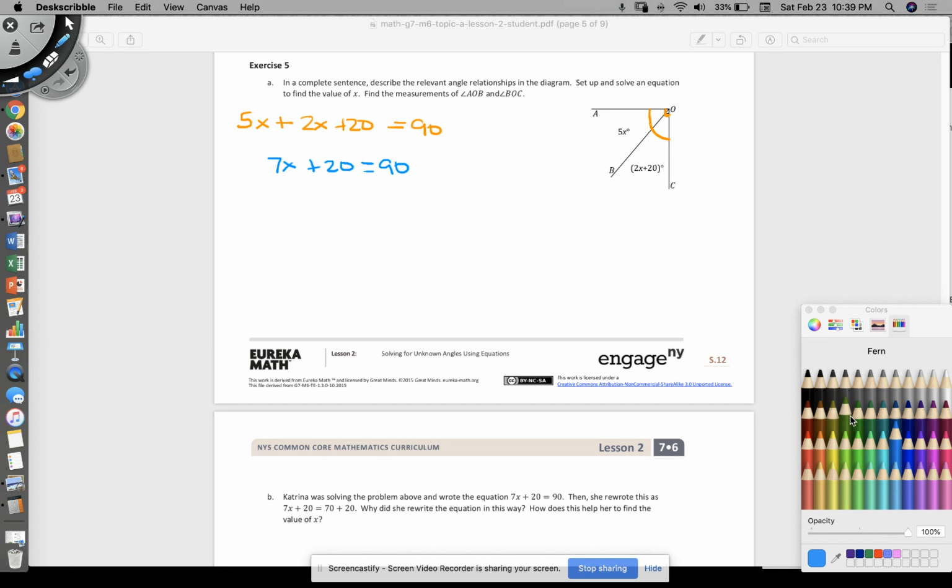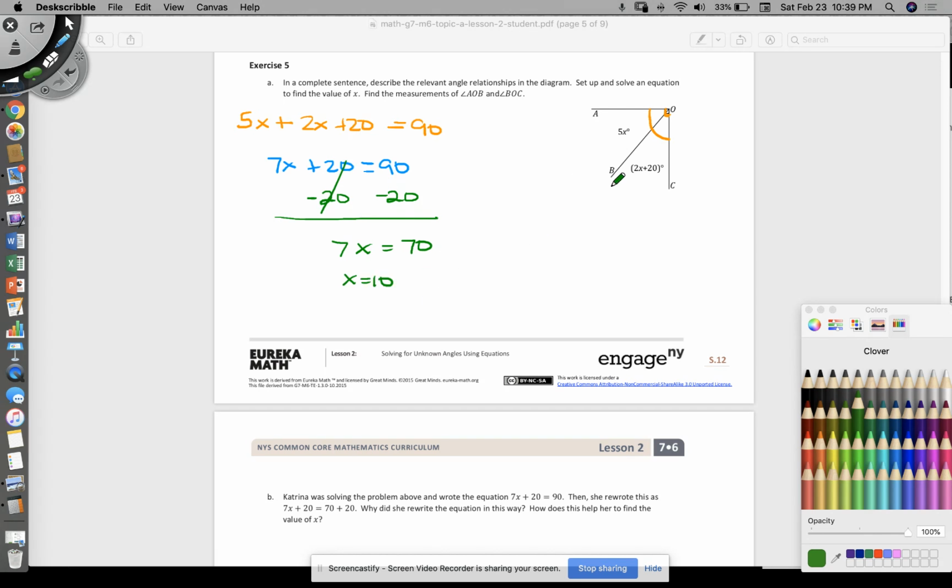Now I'm going to solve for x. To solve for x, I need to get rid of this 20, so I'm going to subtract 20 from both sides. Those cancel, and I get 7x equals 70. 7 times what gives me 70? Well, we all know that that is 10. So my x is 10.